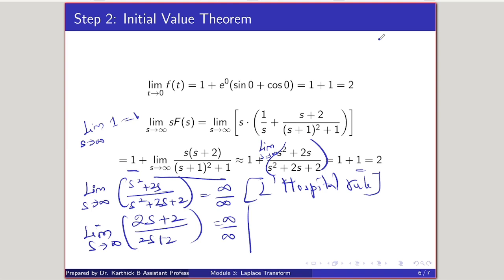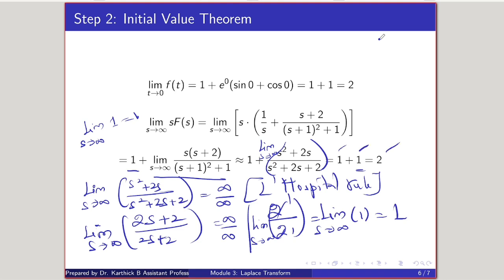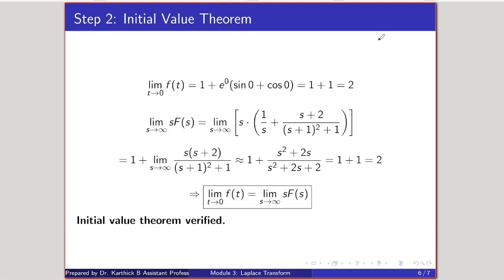So next we have to differentiate the numerator and denominator again. So it will be 2 by 2. Now just take the limit s tends to infinity. 2 by 2 means they cancel and I will get 1. So the limit s tends to infinity of 1 will be 1. So I have written it as 1. 1 plus 1 will finally be 2. Therefore I am getting this LHS part as 2, and I have equated the RHS part to 2. So finally LHS equals RHS. So the initial value theorem is verified.